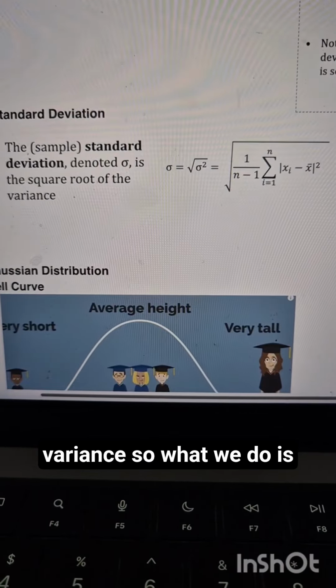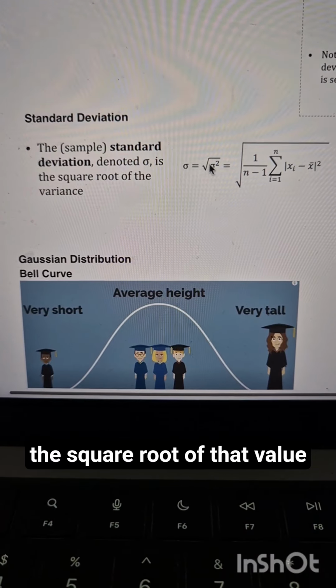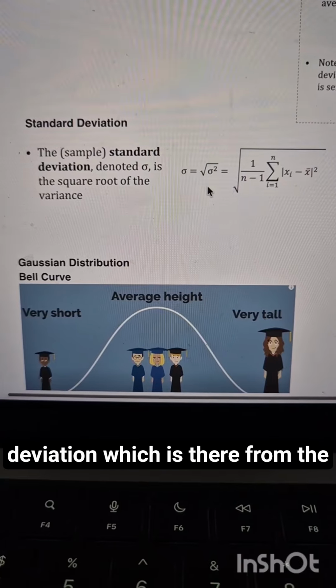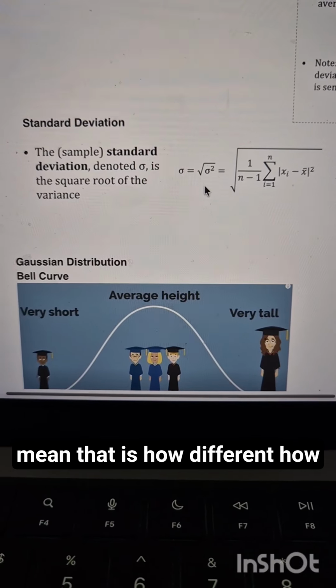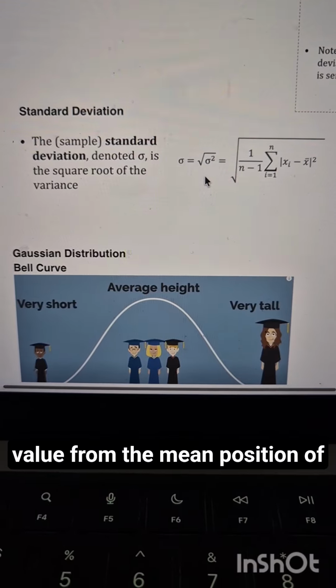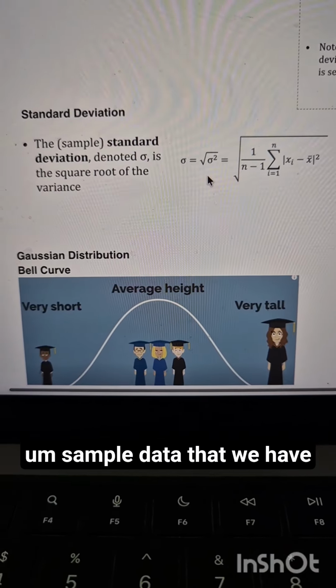So what we do is we get the standard deviation to minimize that value, which is just the square root of that value, so that we get the minimum deviation which is there from the mean. That is how much distance each value is from the mean position of that sample data that we have.